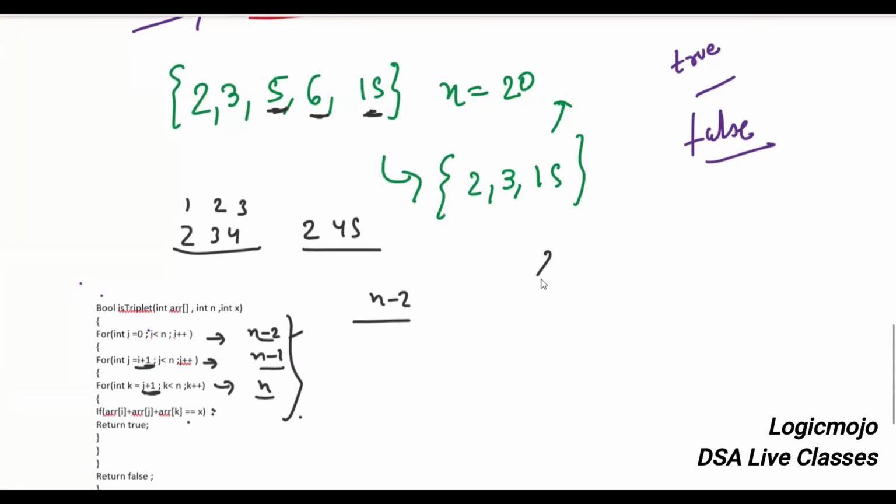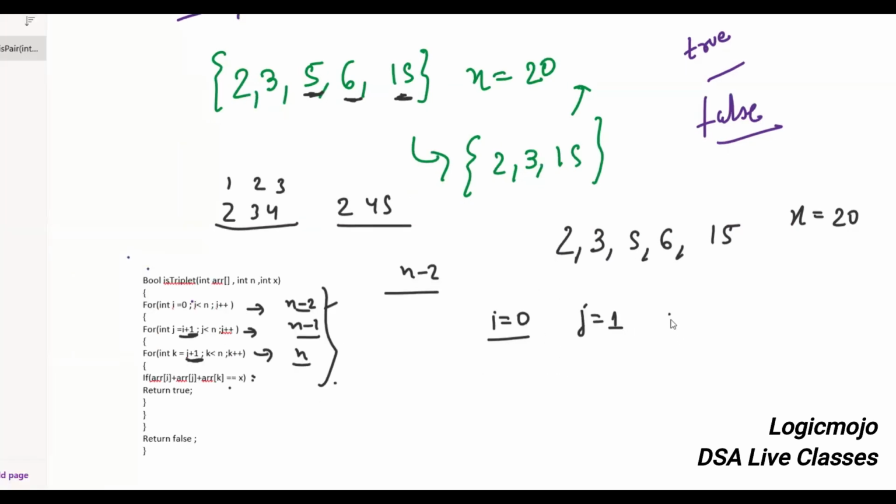So let's do a small diagram, in case someone is still not clear. So this is it: 2, 3, 5, 6, 15. You have to find x equal to 20. What happens? The value of i is 0. Now for this 0, the value of j, let's say, is 1. And the value of k will be j plus 1, so k will be 2. Correct. So we found the sum of 2 plus 3 plus 5. In the very first iteration, it will be 2 plus 3 plus 5, which is equal to 10, which is not equal to the given number.